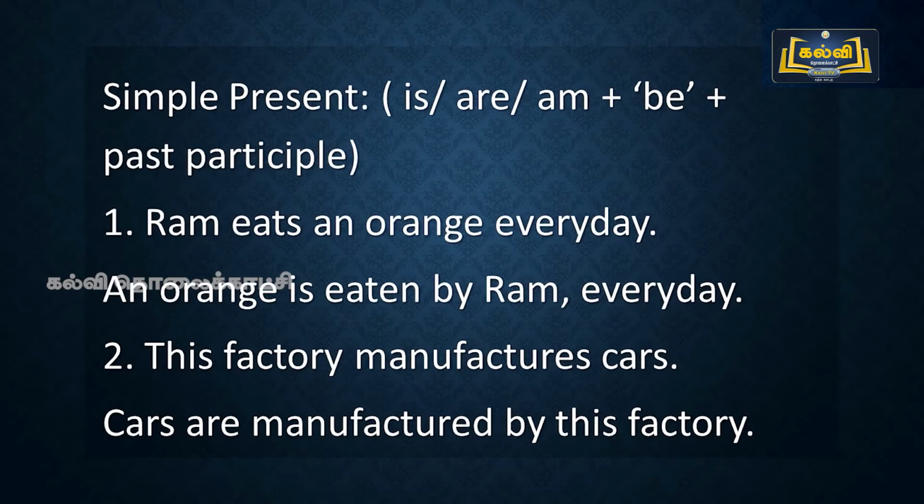Look at the next sentence. This factory manufactures cars. This factory manufactures what? Cars. So cars becomes your subject in the passive. Cars, manufactures changes to are manufactured because cars, noun, plural subject. So cars are manufactured by this factory.